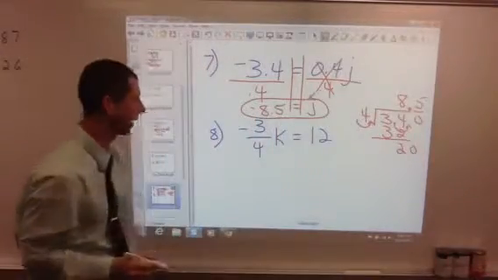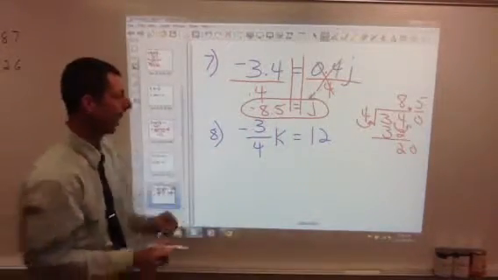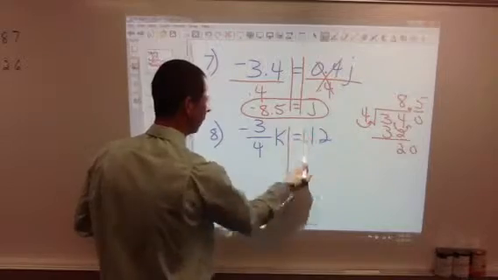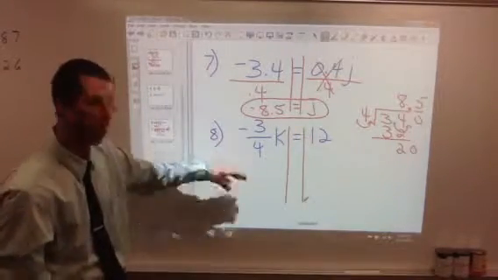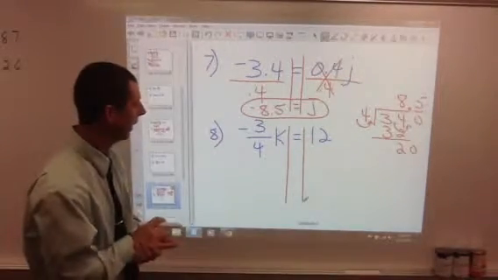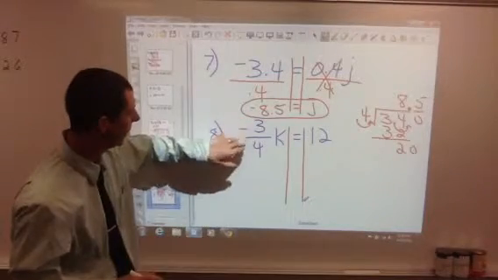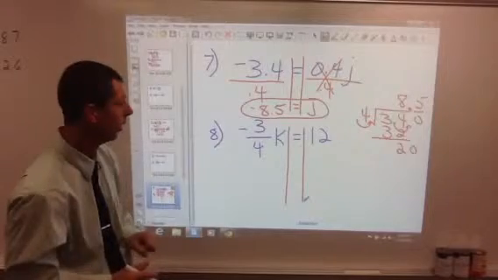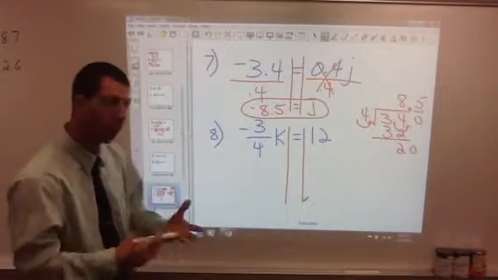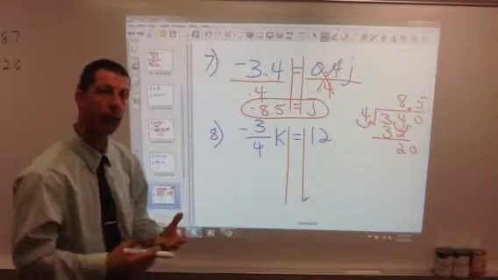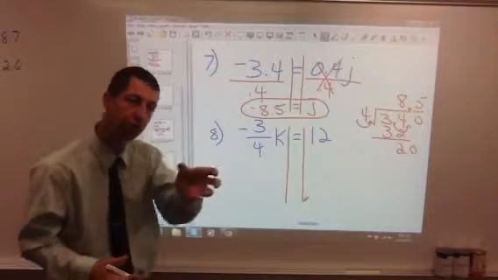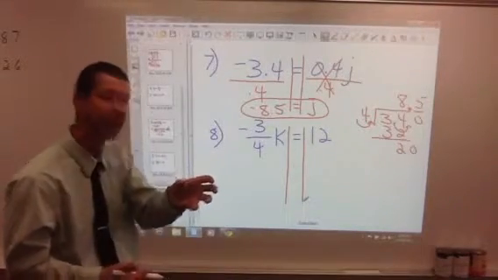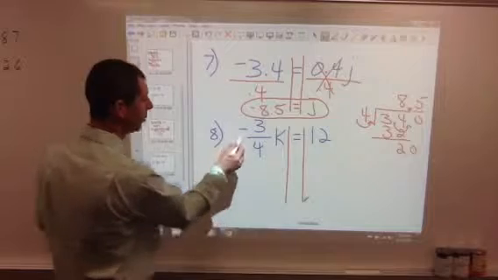I'll circle it because it's a little messy there. Okay, last one we're going to look at here. This one is certainly the most challenging of the bunch we've looked at. And what we have going on here is we need to get rid of this -3/4 because we want to get k by itself. Okay, now, to get rid of a -3/4, we got to multiply by its reciprocal. So we got to multiply by -4/3. Watch what happens when we do that.